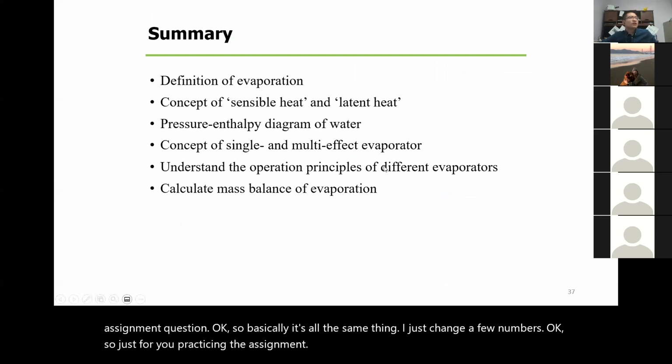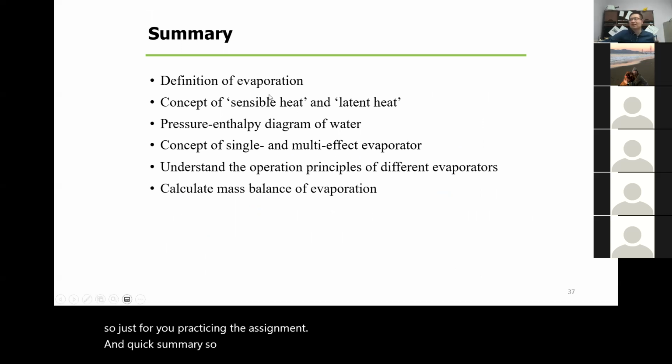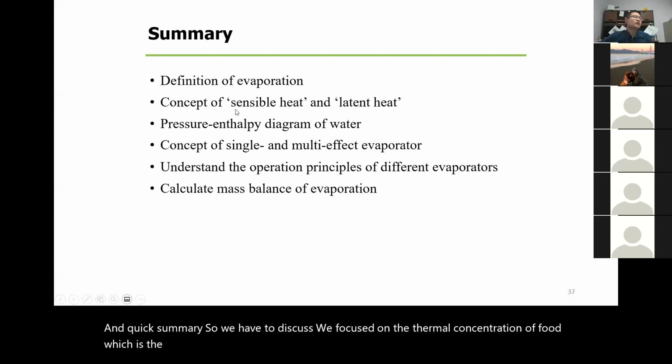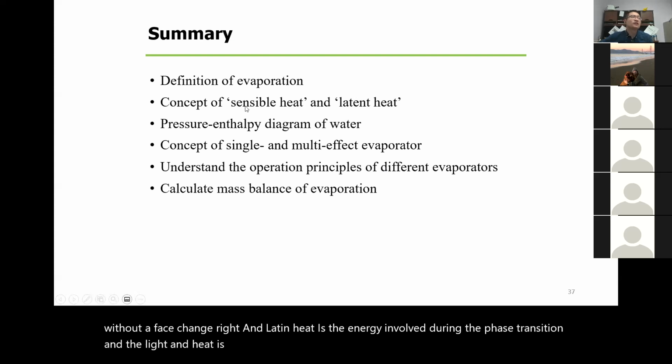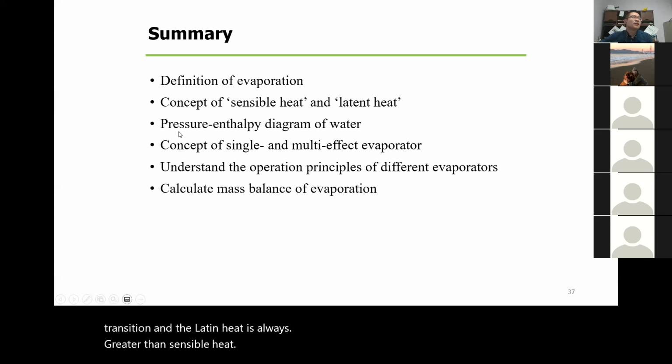And a quick summary. This class, we focused on the thermal concentration of food, which is evaporation. We covered sensible heat, which is basically heating water without a phase change, and latent heat, which is the thermal energy involved during the phase transition. The latent heat is always much greater than the sensible heat. And third, we didn't cover this, I'm sorry, I should have removed this.